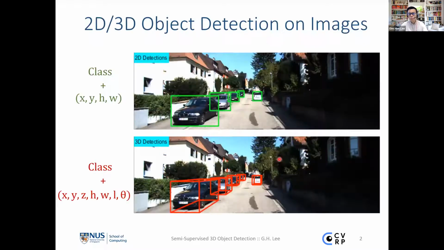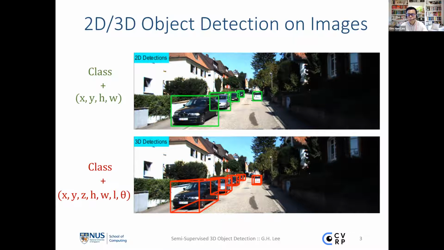So we all know that the image-based 2D and 3D object detection tasks have always been popular and important in computer vision. Given an image of the scene that contains objects of interest, for example, cars in this image here, the goal of object detection is to find the tightest bounding box around each object of interest in the scene and to correctly assign the object class label to each of these bounding boxes.